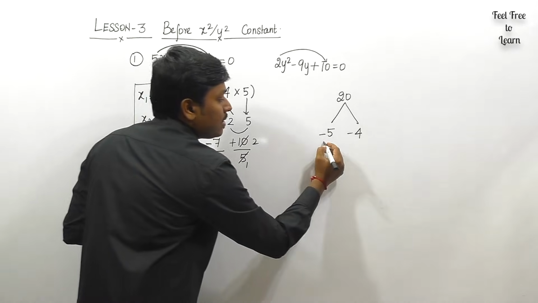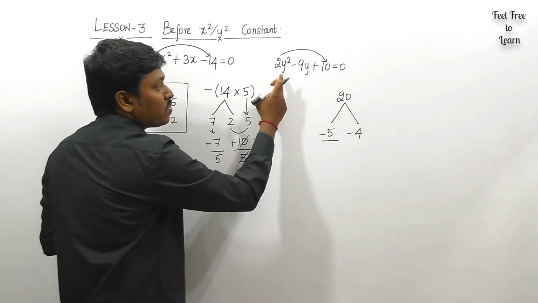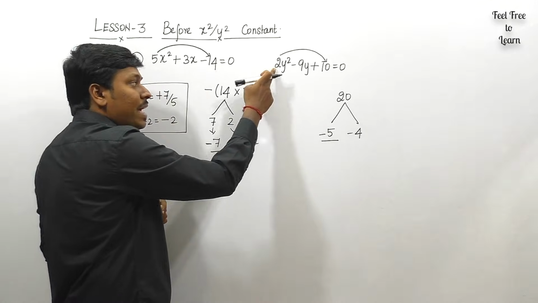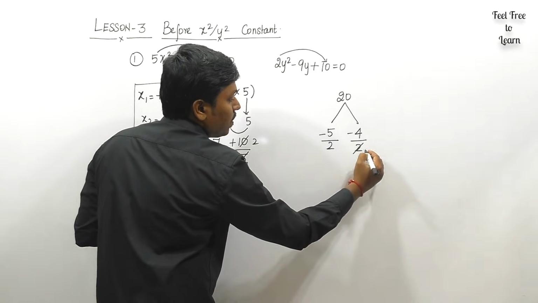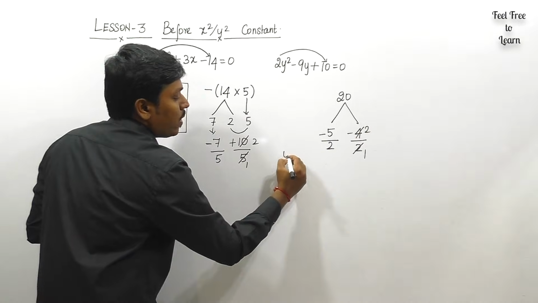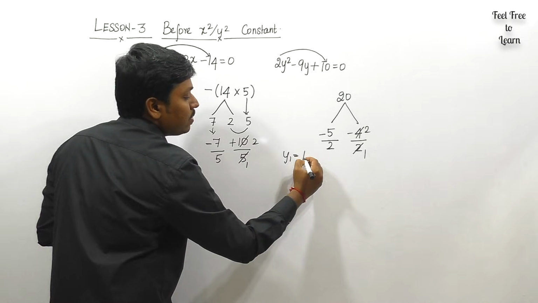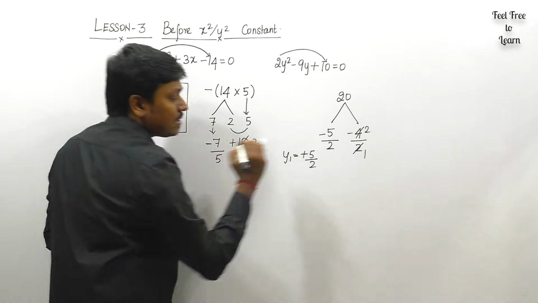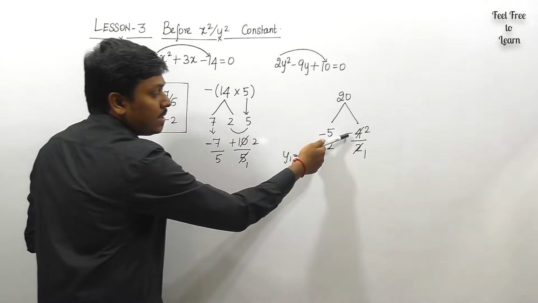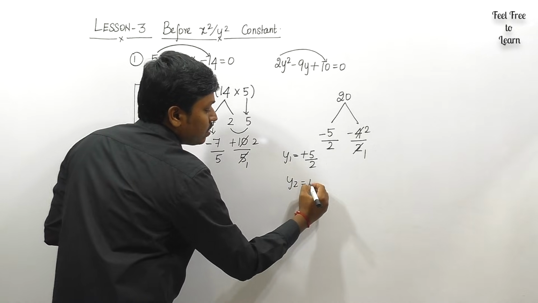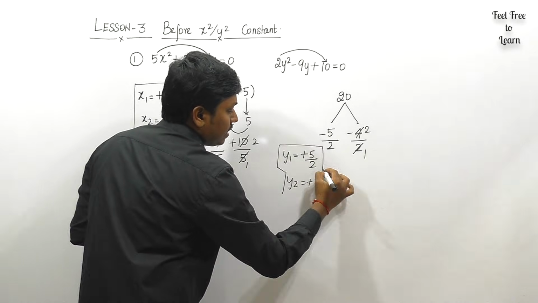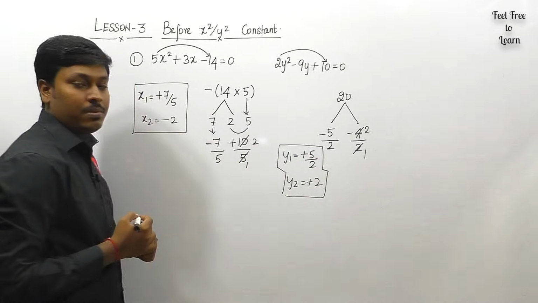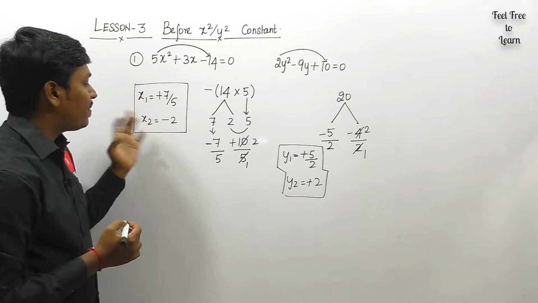But for the final answer, you need to divide this by 2, because before y square we have a constant 2. So divide this by 2, again divide this by 2. So 1 2s are 2, 2 2s are 4. So for y1, here it is minus 5 by 2, but while writing you need to change the sign to plus 5 by 2, and here it is minus 2, so while writing it should be plus 2. So finally we got the factors of y, that is plus 5 by 2 and plus 2, and we got the factors of x, that is 7 by 5 and minus 2.